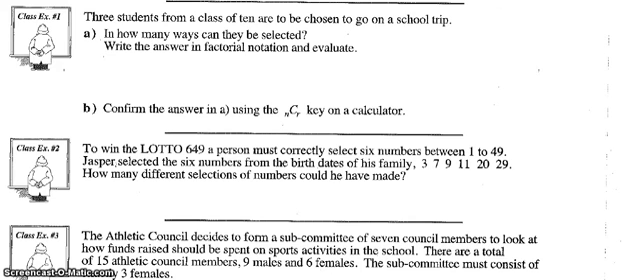3 students from a class of 10 are to be chosen to go on a school trip. In how many ways can they be selected? Does the order matter here? You just want to pick 3 students from a group of 10. If I choose students A, B, C, is it the same selection as C, B, A? Well, it is, right? So it's a combination question. So write the answer in factorial form.